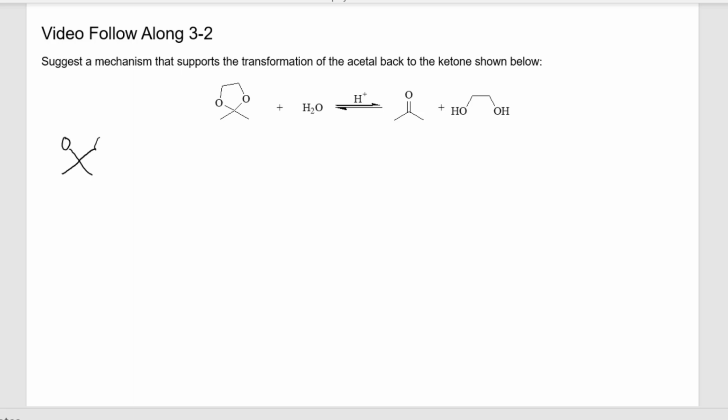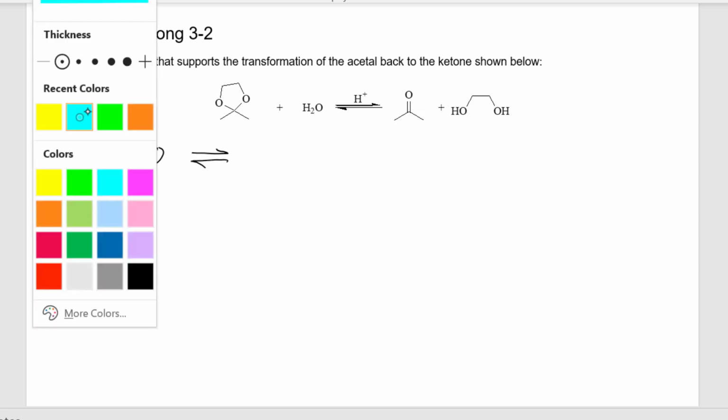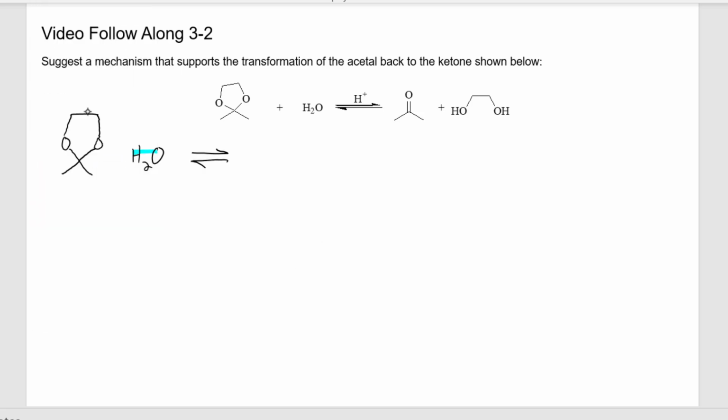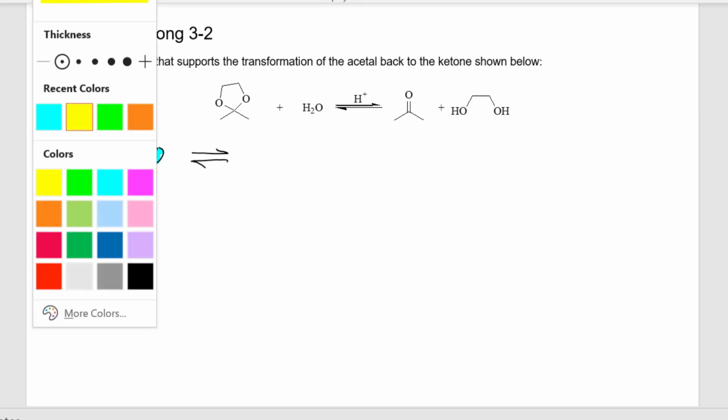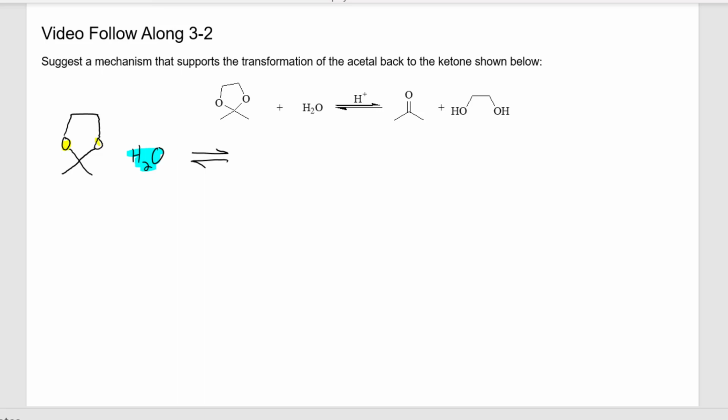So starting from the acetal, we're again going to be working under acidic conditions, but remember what I said last time. This time, I'm going to reverse my colors. This time, we're driving the water on, and we're driving the acetal off. So blue is going on, yellow is coming off. We're controlling this by dumping a bunch of water in to drive the equilibrium to the right.